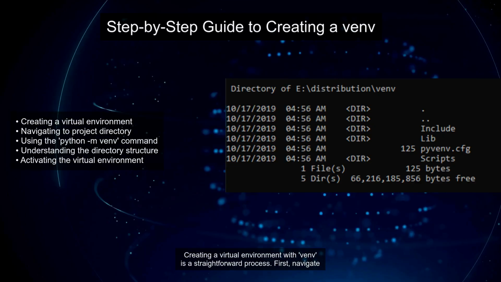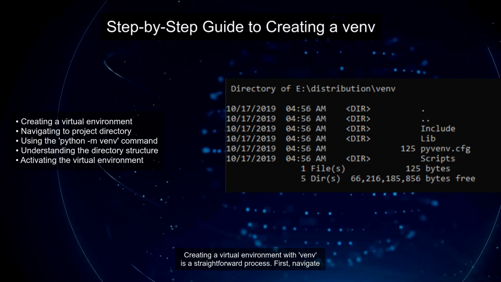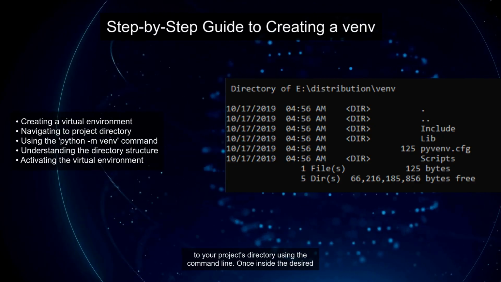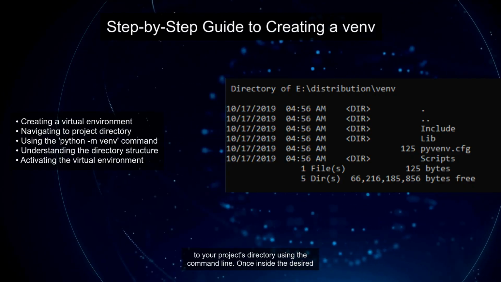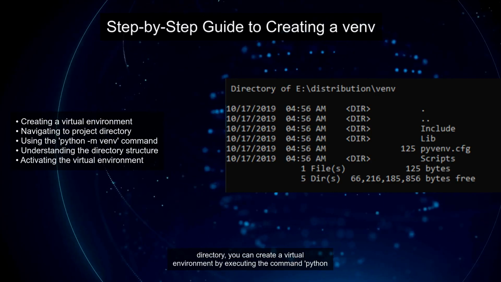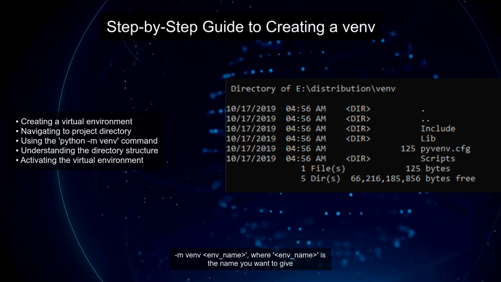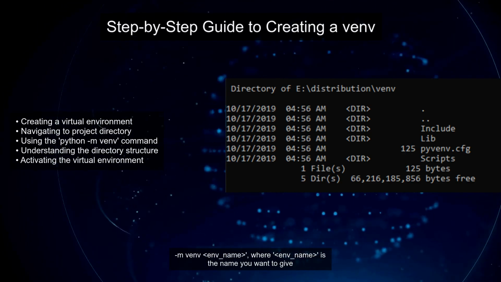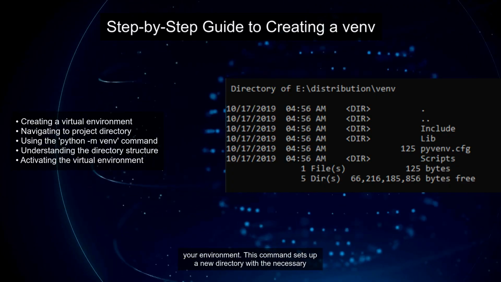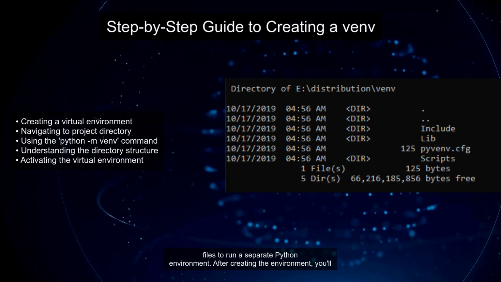Creating a virtual environment with venv is a straightforward process. First, navigate to your project's directory using the command line. Once inside the desired directory, you can create a virtual environment by executing the command python -m venv env_name, where env_name is the name you want to give your environment. This command sets up a new directory with the necessary files to run a separate Python environment.